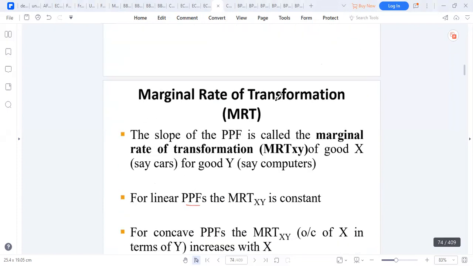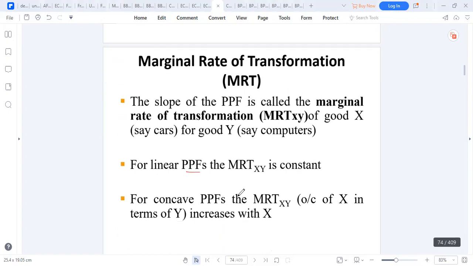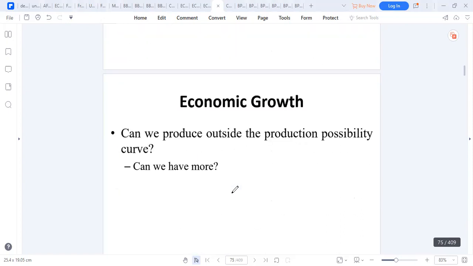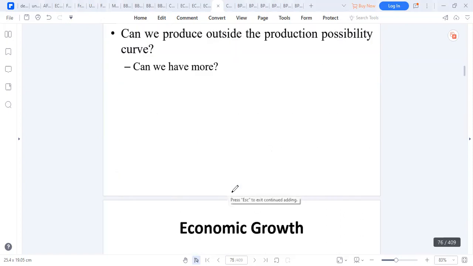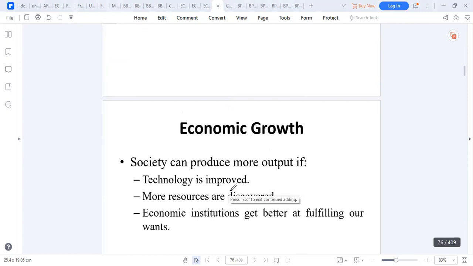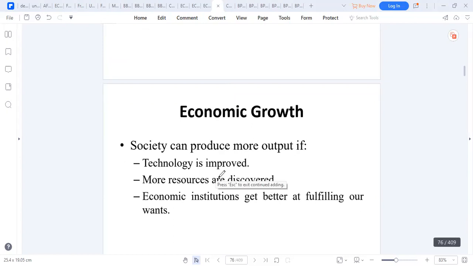The MRT, the marginal rate of transformation, is simply the slope of the PPF. For a linear PPF, like I said, the marginal rate of substitution of X for Y is simply the opportunity cost of X in terms of Y, where we just divide the price of X over the price of Y. So these are some of the computations that we must understand under the PPF. I'll end here regarding the PPF.